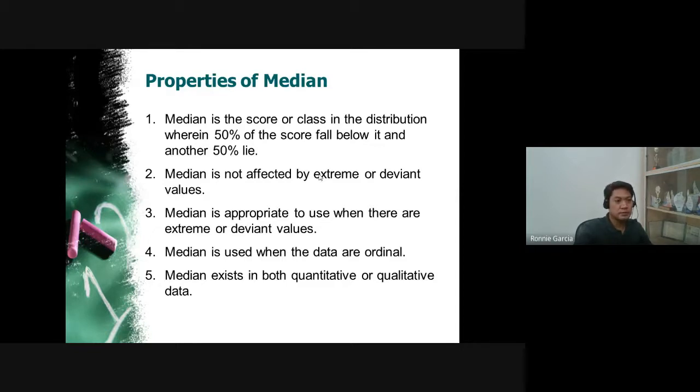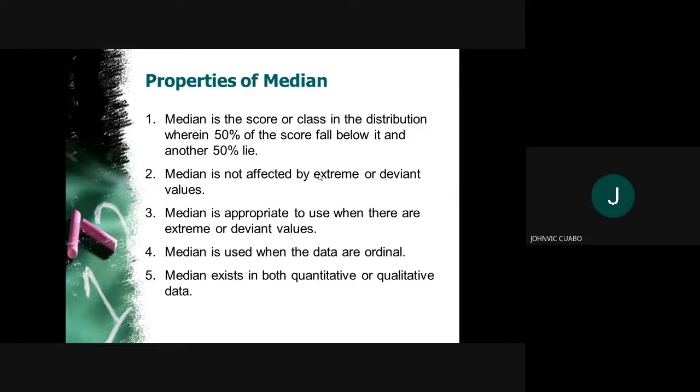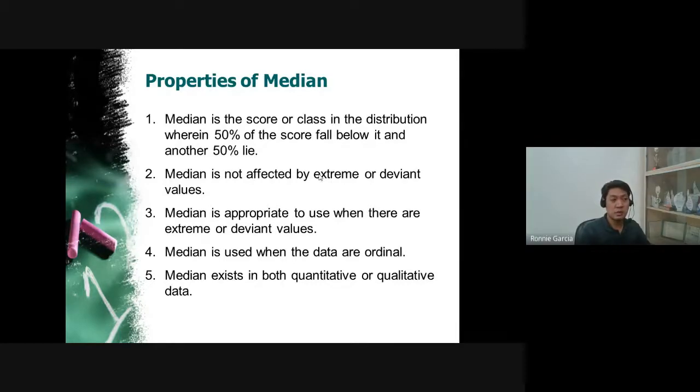Number 4, Kwabo. Median is used when the data are ordinal. Okay, can you still remember what ordinal means? From our previous lesson, right? Ordinal, one of the scales of measurement, you order it. From the word order, ordinal. You arrange it. So if the data is arranged, then it's easy to get the median.